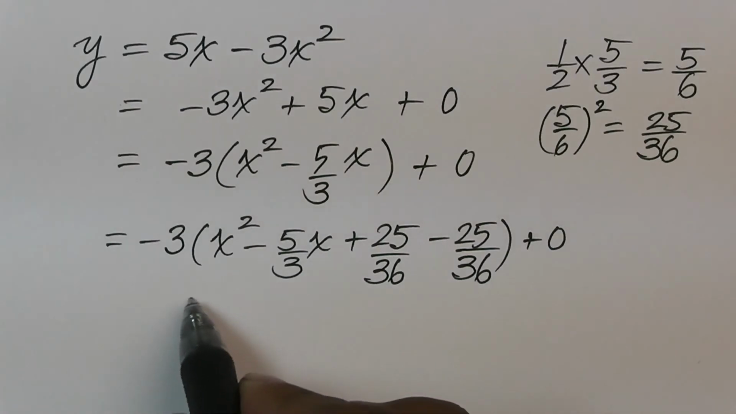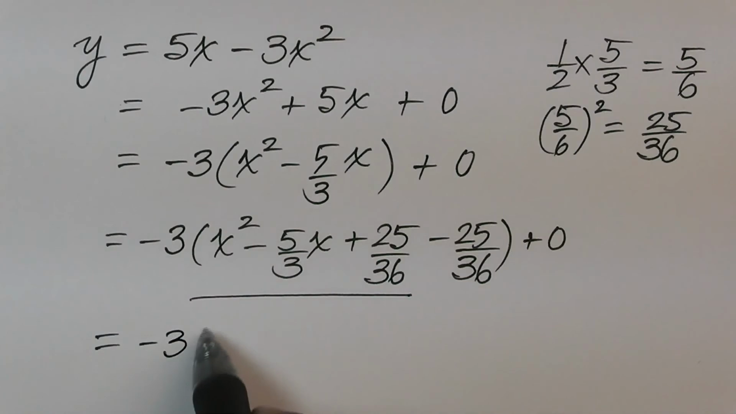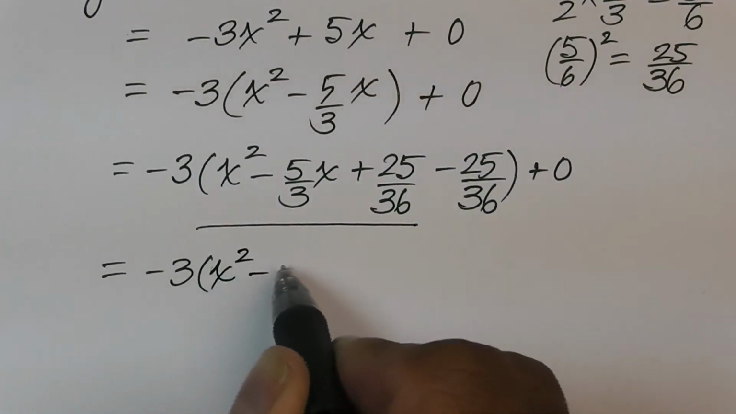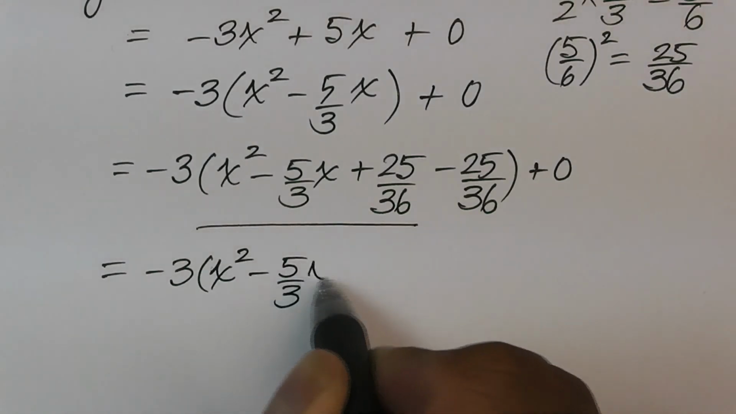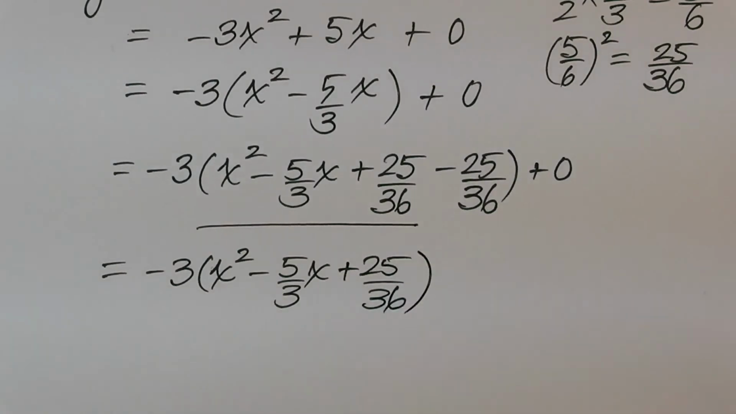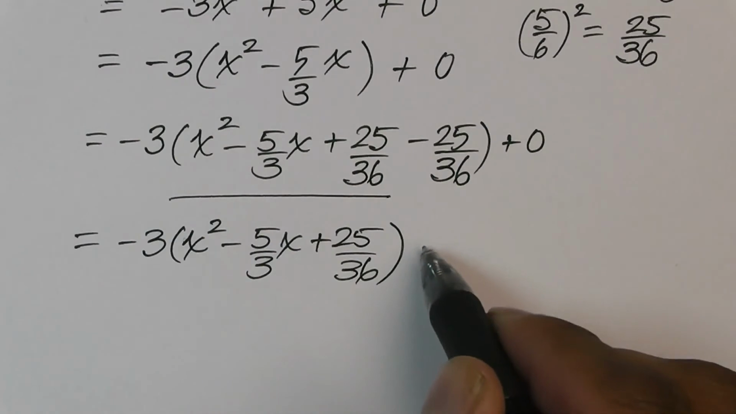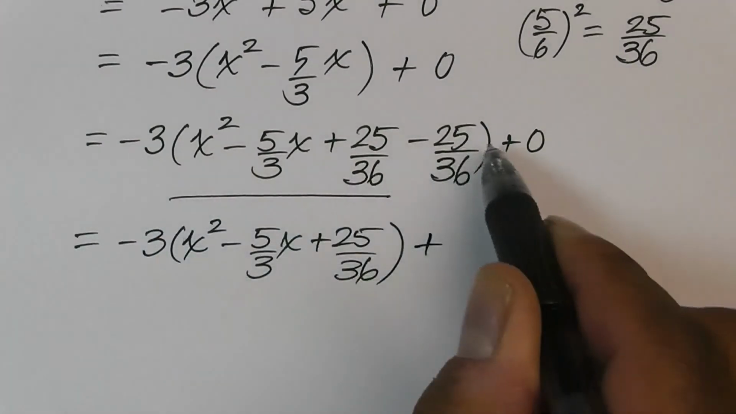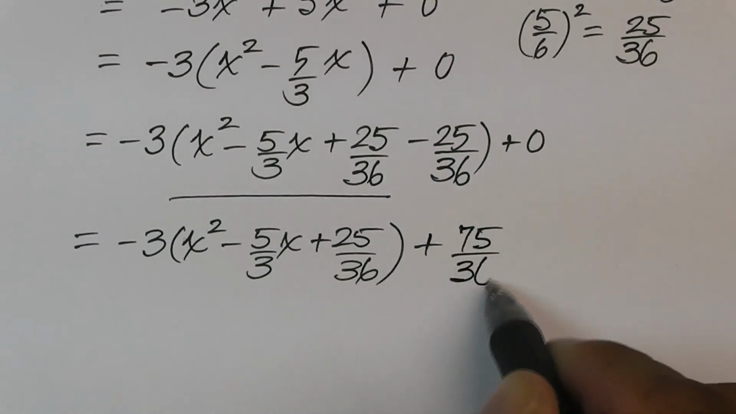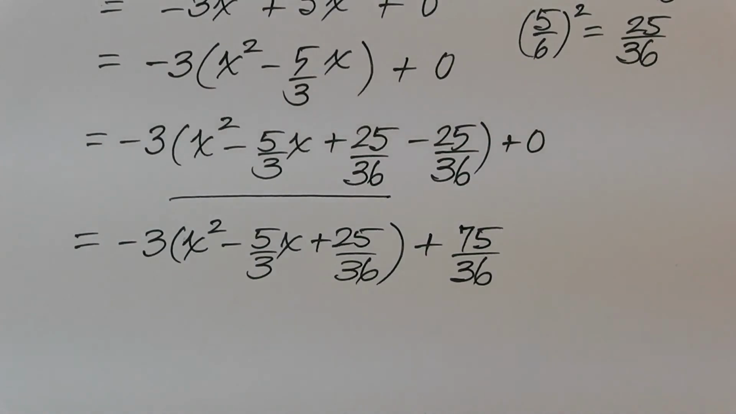Now, as normal, I'm going to group these three. So I've got minus 3 x squared minus 5 over 3x plus 25 over 36. Close brackets. Outside, I've got minus times minus, which gives me plus. 3 times 25 is 75 over 36. Don't have to worry about the 0 anymore because I've got a number there.